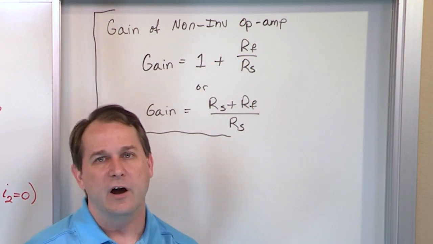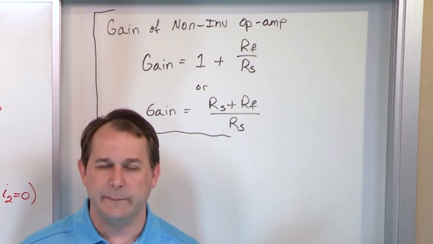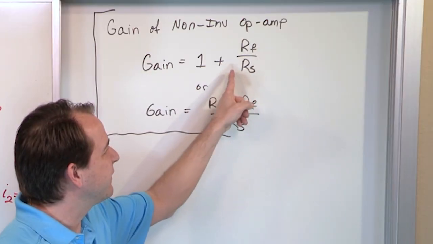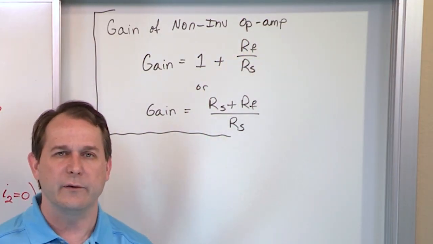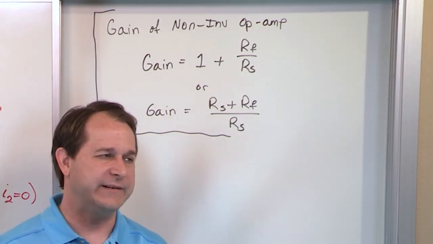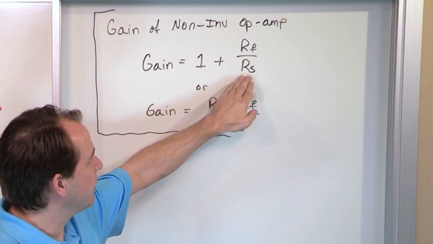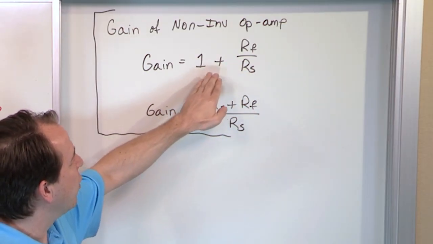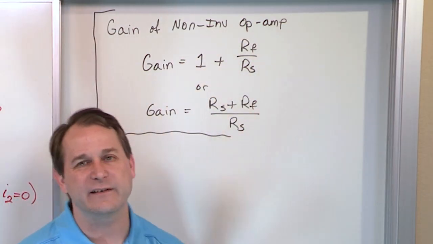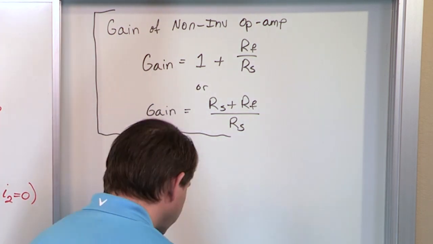These resistors always have to be positive. Whether or not they're big or small, they're always going to be positive, and so this fraction is always going to be a positive number, something. When you add this to the number 1, what you're going to find is the gain of this configuration is always greater than 1, always, and that's really important.